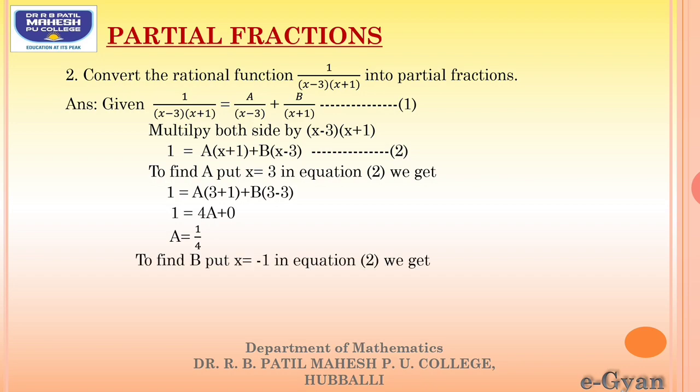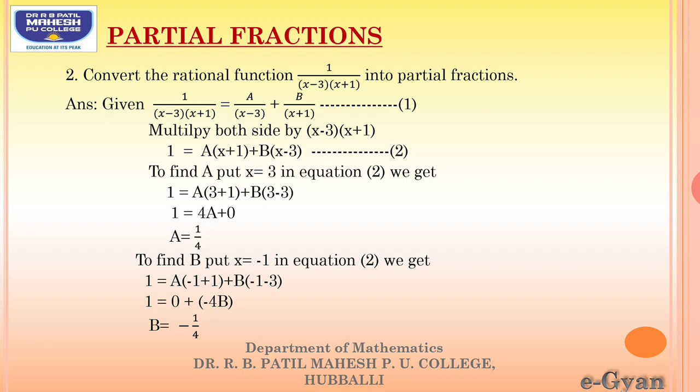Now similarly you can find b here. To find b, put x equal to minus 1 in equation number 2. So we get the left hand side term 1 equal to a into minus 1 plus 1 plus b into minus 1 minus 3. 1 equal to 0 plus minus 4 times b. So b equal to minus 1 by 4. So a equal to 1 by 4 and b equal to minus 1 by 4 we get.